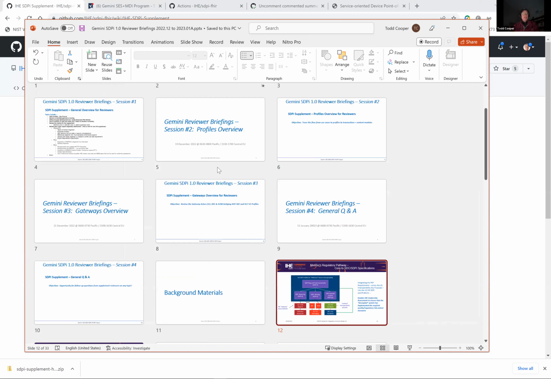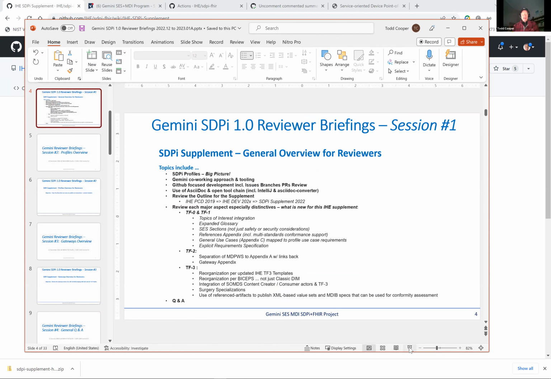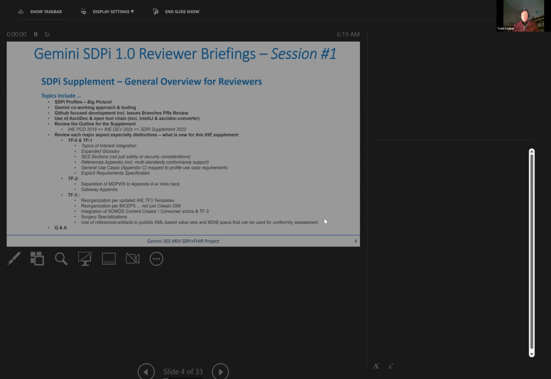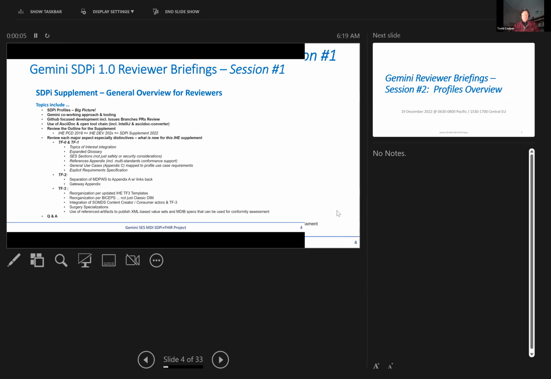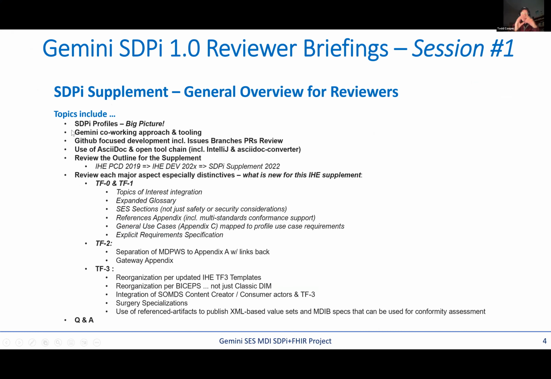If we go back to our outline, we have a unique way that we've pulled together for doing this. Now, this is doing our work. So we're on the second bullet here. This is a joint co-working approach and tooling. This is a joint IHE-HL7 devices project.